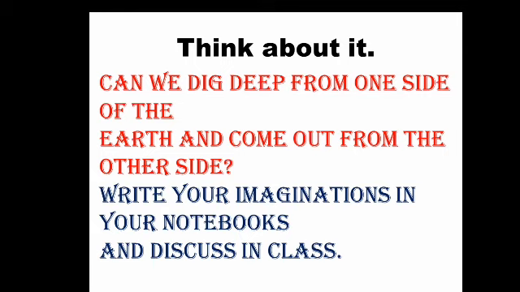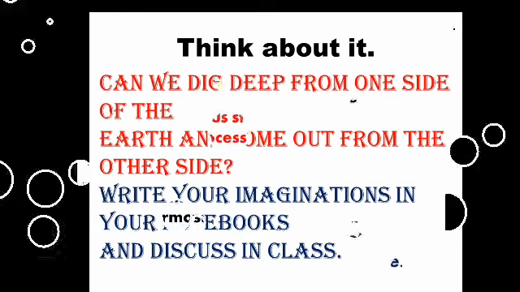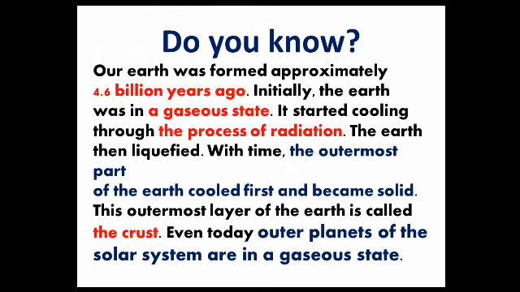One fact is here. Do you know? Our earth was formed approximately 4.6 billion years ago. Initially, the earth was in a gaseous state and it started cooling through the process of radiation, and the earth then liquefied. With time, the outermost part of the earth cooled first and became solid, that is the crust. The outermost layer of the earth is called the crust.